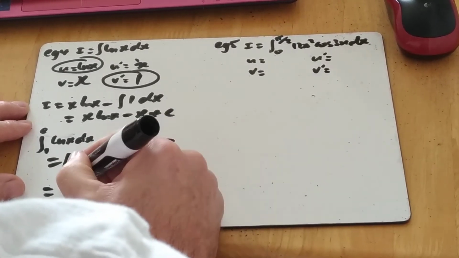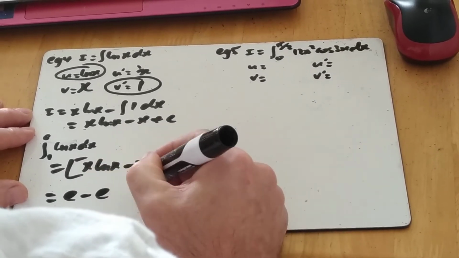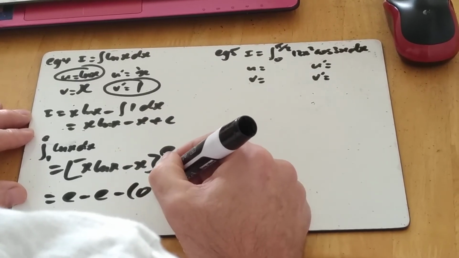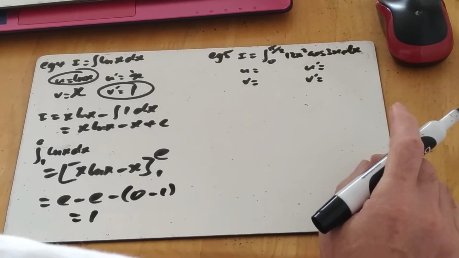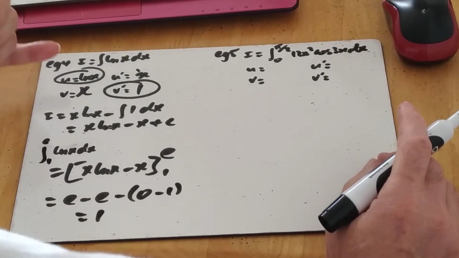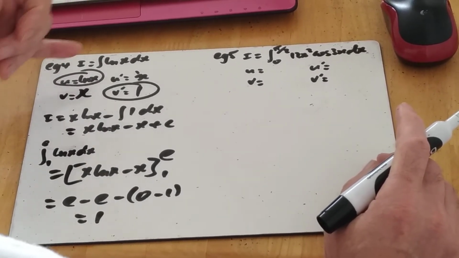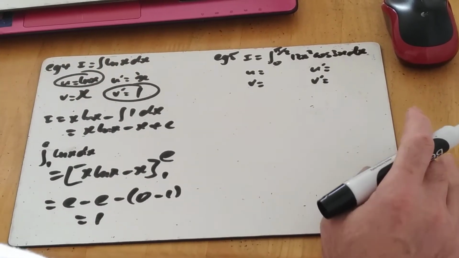So I've got e ln e, and then minus e, and then minus 1 ln 1, which is 0, and then minus 1. So I get 1 as my answer there. Okay, so notice yet again, anything involving ln would have to go in the u slot. If it's just ln x on its own, to create a product, I write it as ln x times 1 and then follow it through as before.